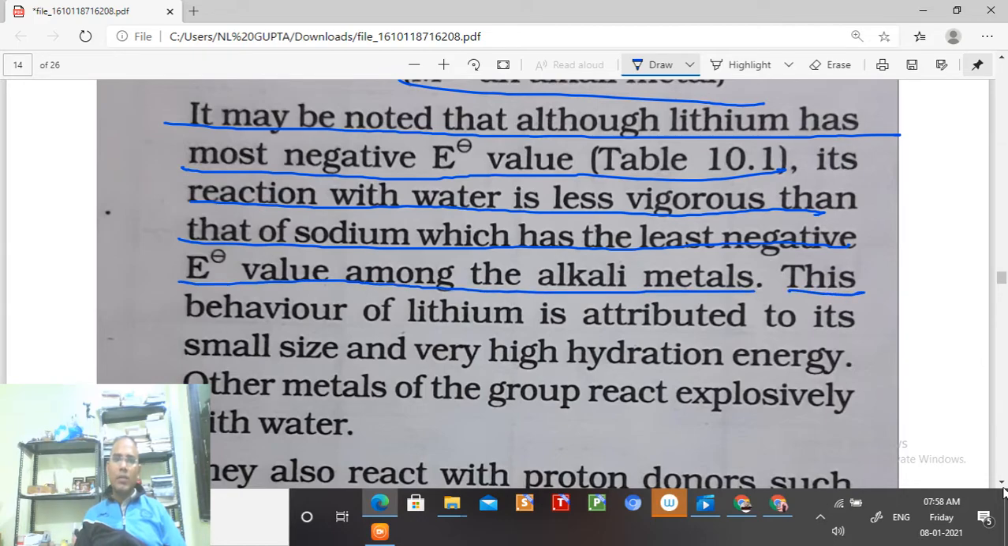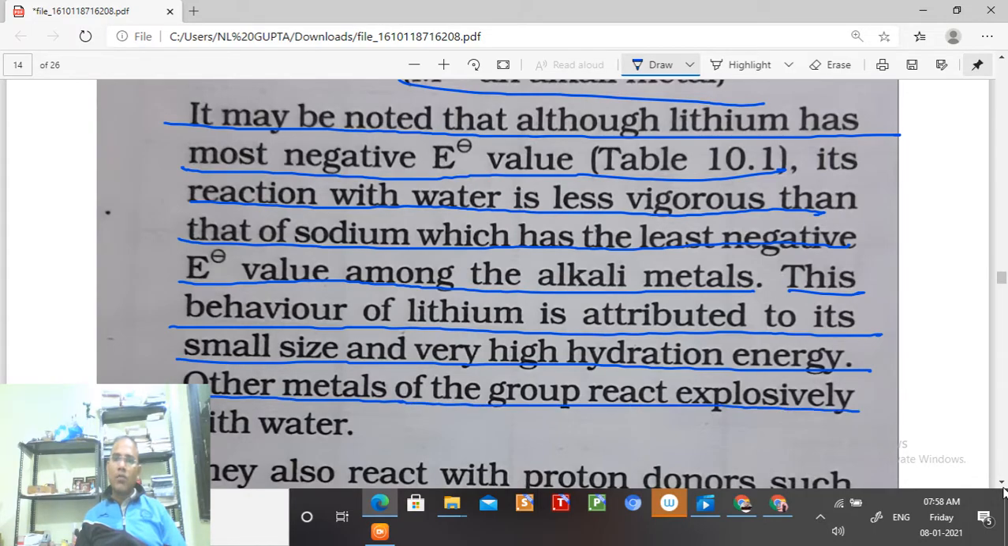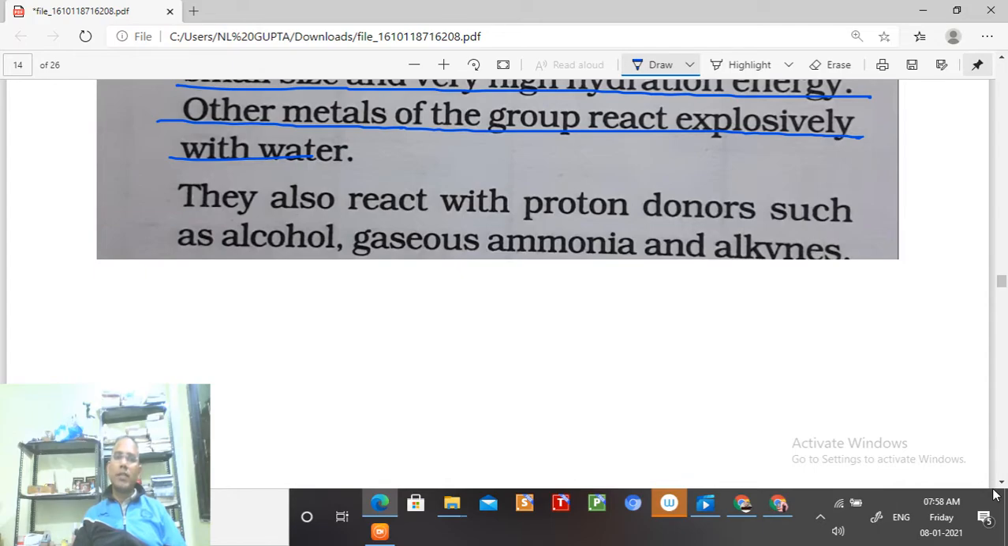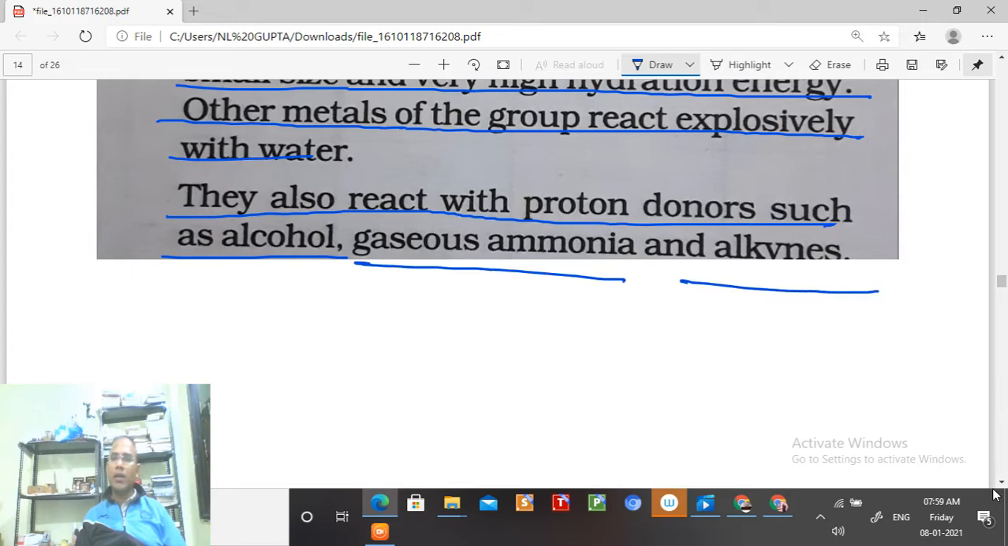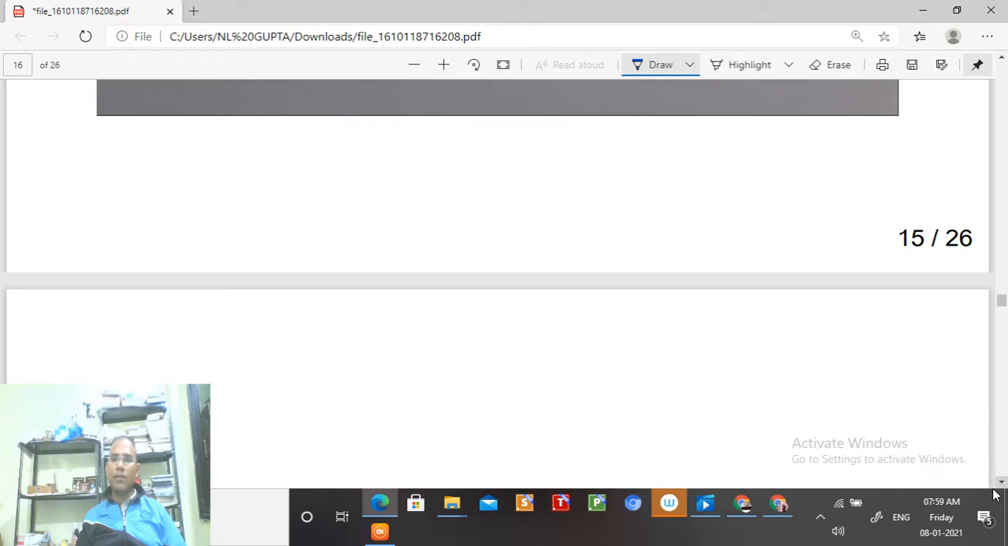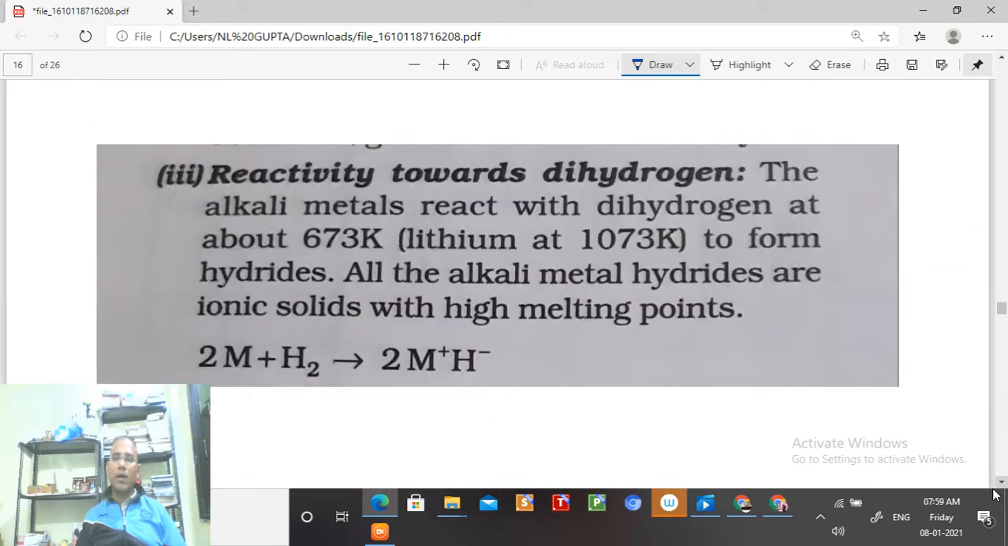This behavior of lithium is attributed to its smaller size and very high hydration energy. The other metals of the group react explosively with water. Lithium does not react so vigorously because it has high hydration enthalpy and small size. They also react with proton donors such as alcohol, gaseous ammonia and alkynes.